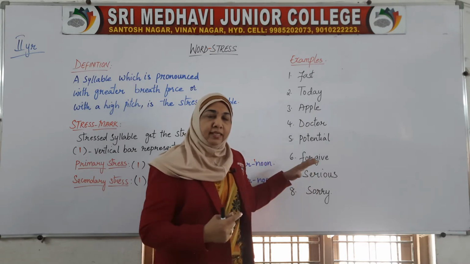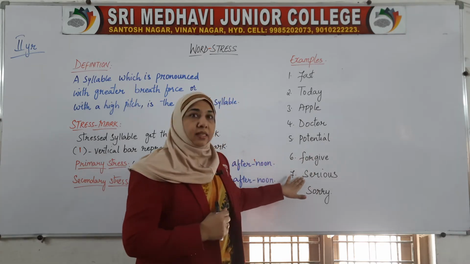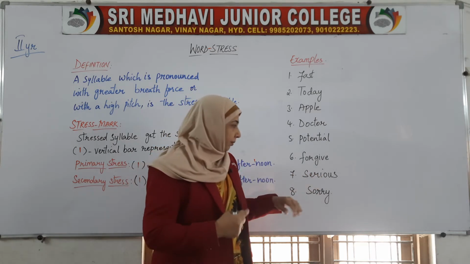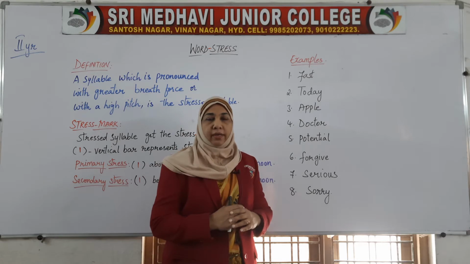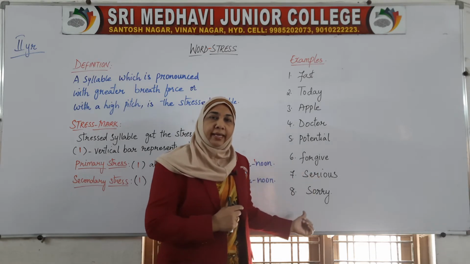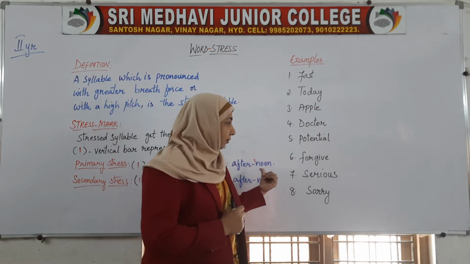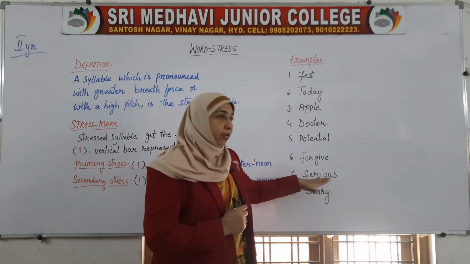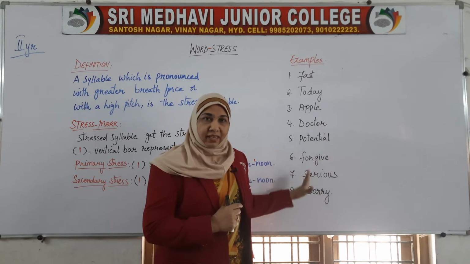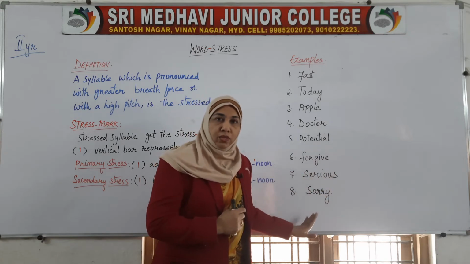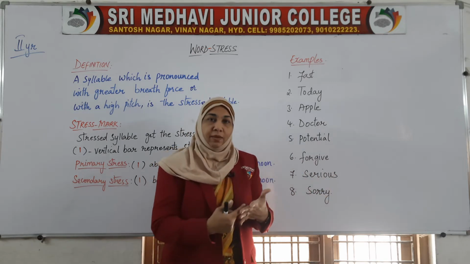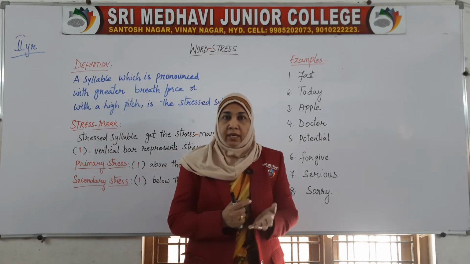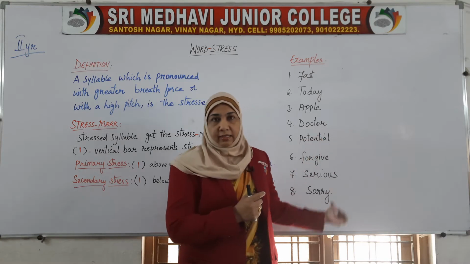Forgive. Separating it into two, that is disyllabic. Serious: two syllables. Next is sorry. Again disyllabic. Serious can sometimes be trisyllabic also. So we have monosyllabic, disyllabic, trisyllabic, polysyllabic. Poly means more than four. So these are the syllables.